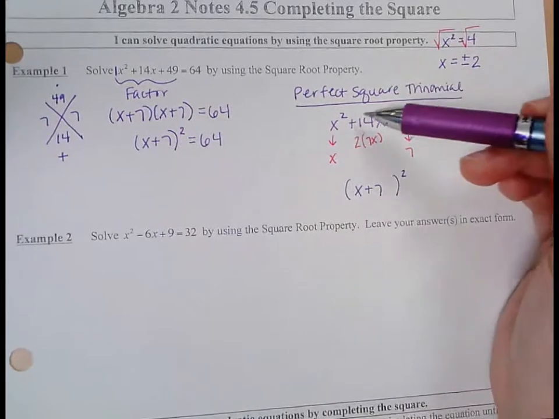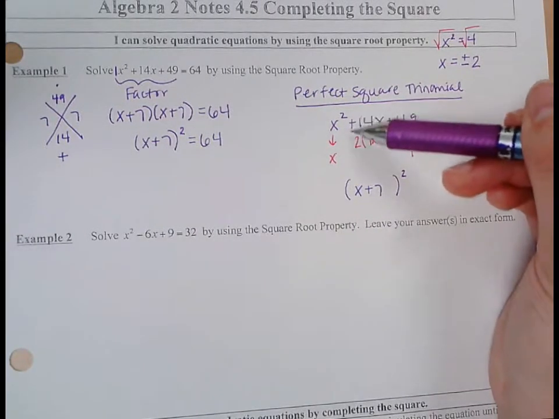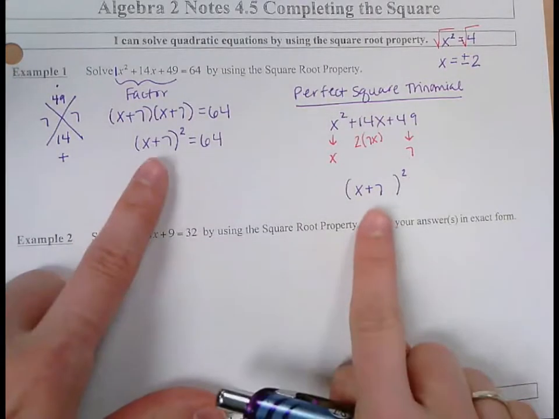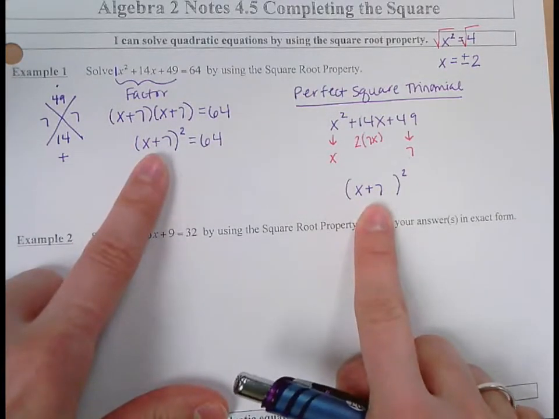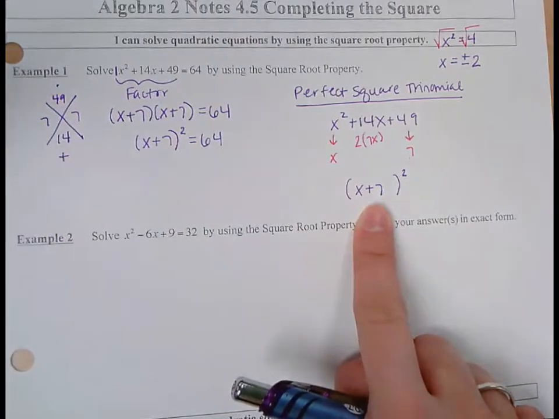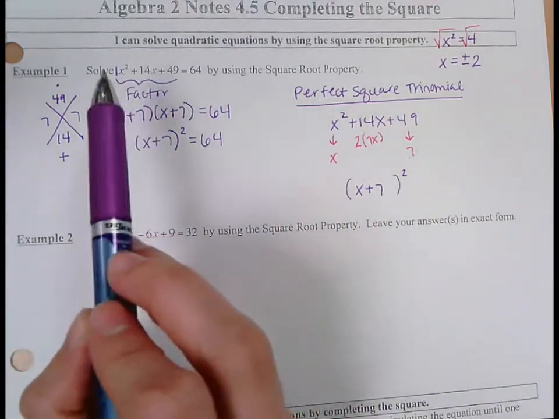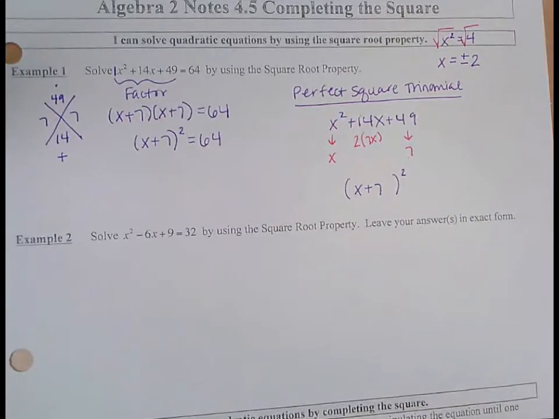It's positive because the middle term is positive. If this middle term was negative, we would have x minus 7. So there's two different ways you can get to this factored form. Diamond still works. The reason it's factoring this way, though, is because this is a perfect square trinomial.